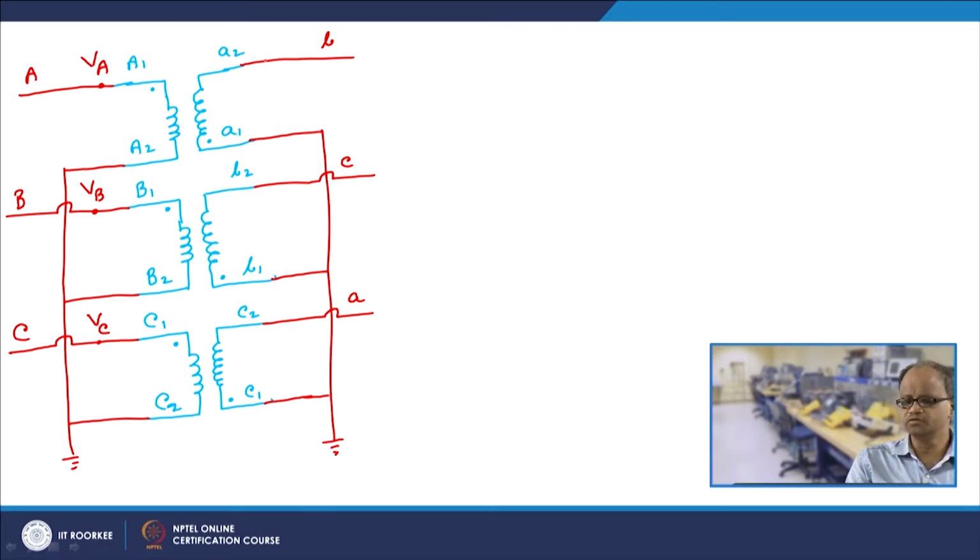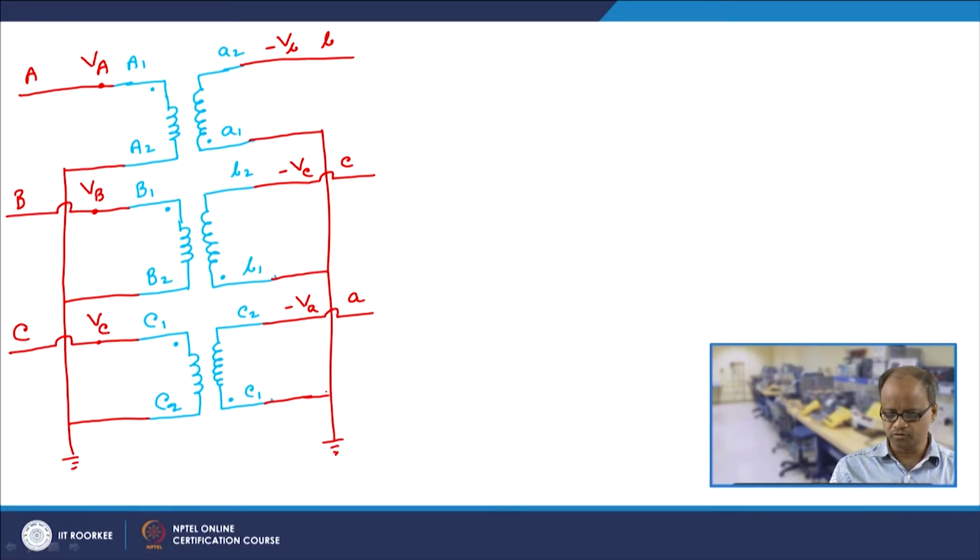And what would be this voltage? This voltage would be actually 0 minus this, because now essentially what will happen is that the dots are together. So, when this is positive, this is positive, and therefore this is actually negative. So, we can say that this is actually minus VB, this is minus VC and this is minus VA, because this is grounded.